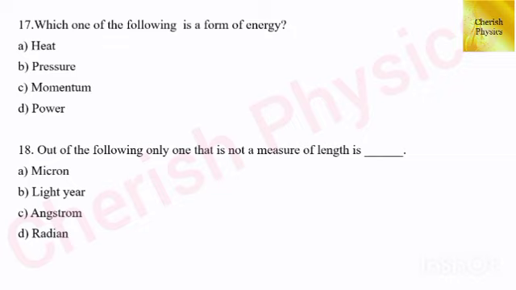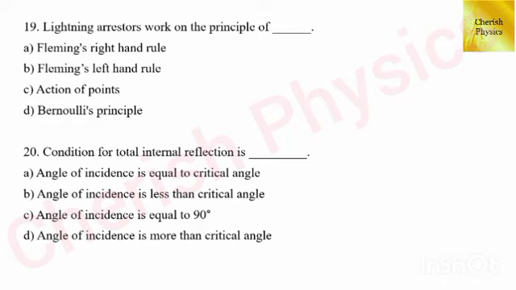18th question. Out of the following, the only one that is not a measure of length is dash. The answer is option D, radian. 19th question. Lightning arrestor works on the principle of dash. The answer is option C, action of points. 20th question. Condition for total internal reflection is dash. The answer is option D, angle of incidence is greater than the critical angle.